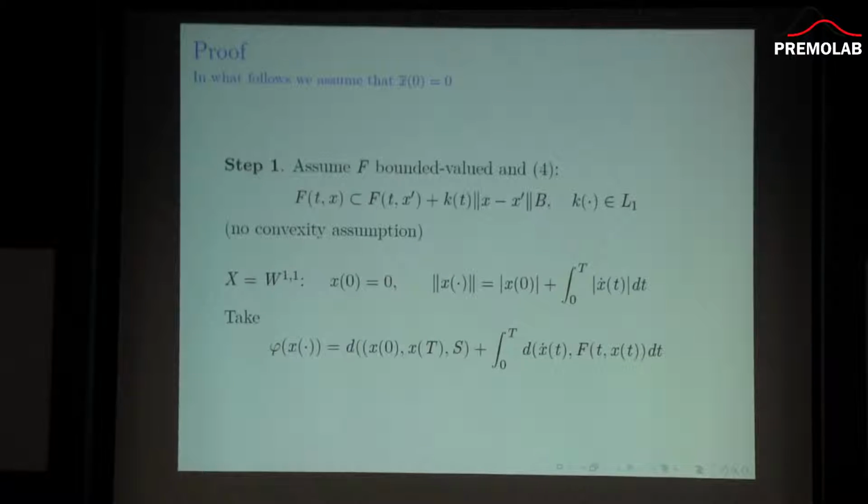In the first step of the proof, we consider F with bounded values but not convex. And we define the test function this way. It is just a measure of violation of the constraints, nothing more. Okay?